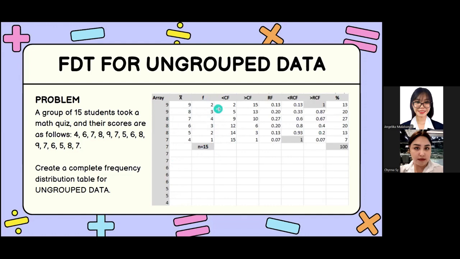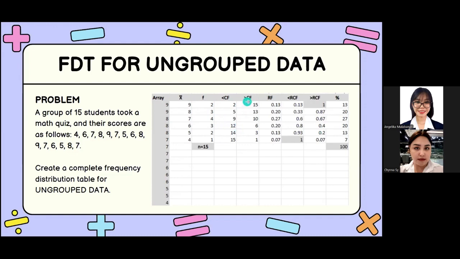So next is the less than cumulative frequency or less than CF. To get the values for this column, kailangan natin i-copy si frequency, yung first value ni frequency. So as you can see here, 2, 2. And then we add the following value, which is 3. So 2 plus 3 is equals to 5. And then so on. We add 5 plus 4, we got 9. 9 plus 3, we have 12, 12 plus 2 is equals to 14, and then 14 plus 1 is equals to 15.